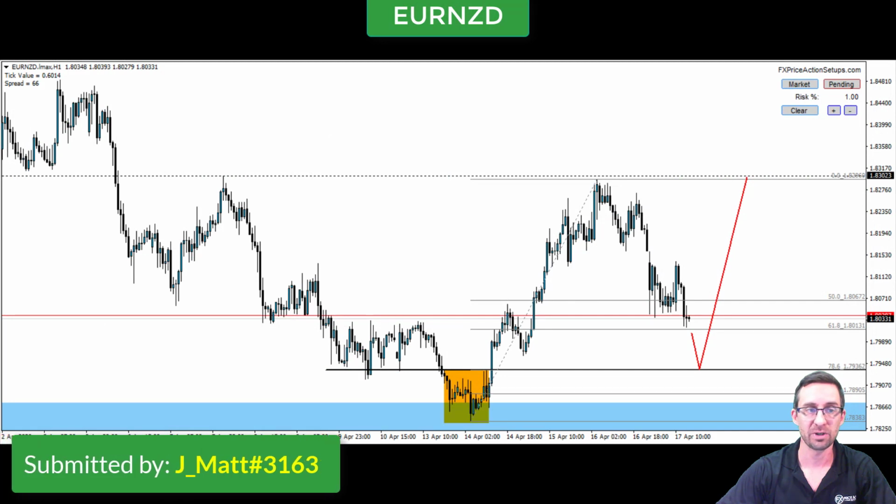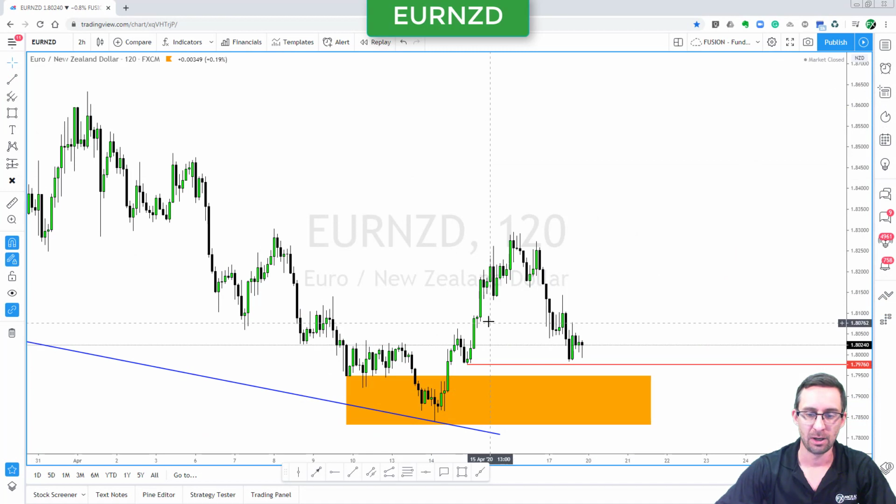Right, the next setup I want to share is a Euro New Zealand dollar that was submitted by JMAT. JMAT's one of the first students that completed our advanced training program, and he's looking at a flip zone setup, which is one of the concepts we teach in there. Bringing this up on my TradingView, what we're going to look for is once the market gets back to this flip zone area: the market had this consolidation level, resistance, it broke down, consolidated and broke back through it, and this is what we call the flip zone area.